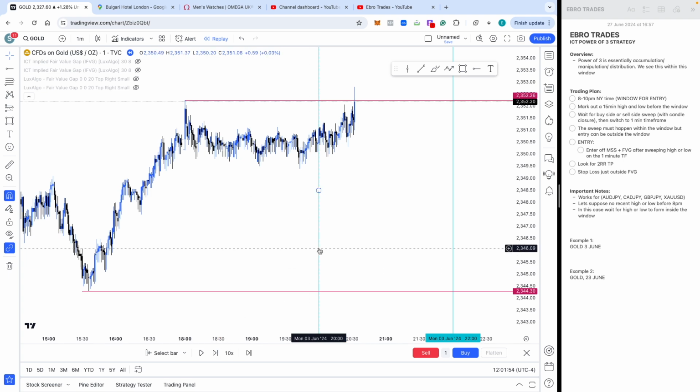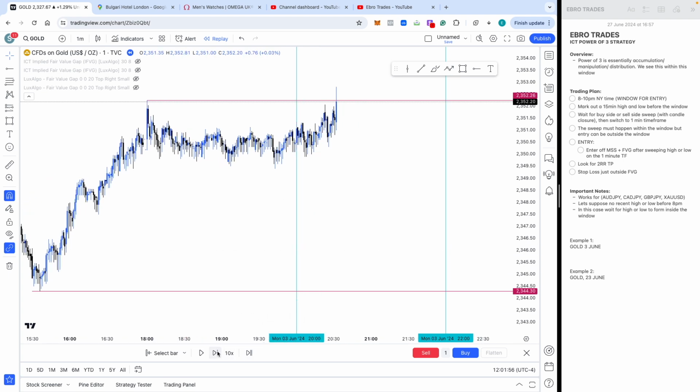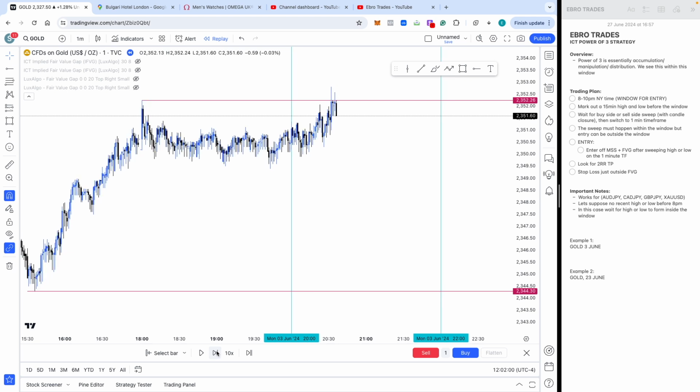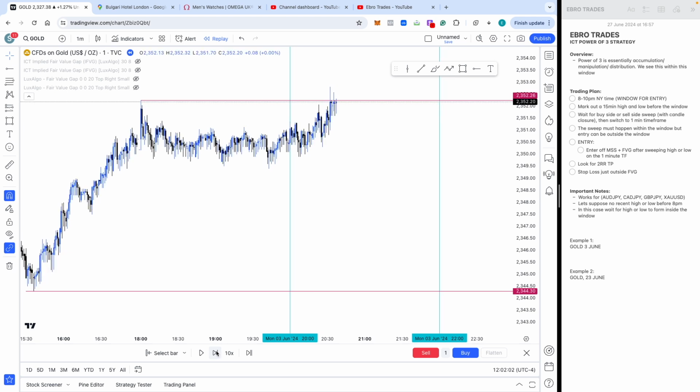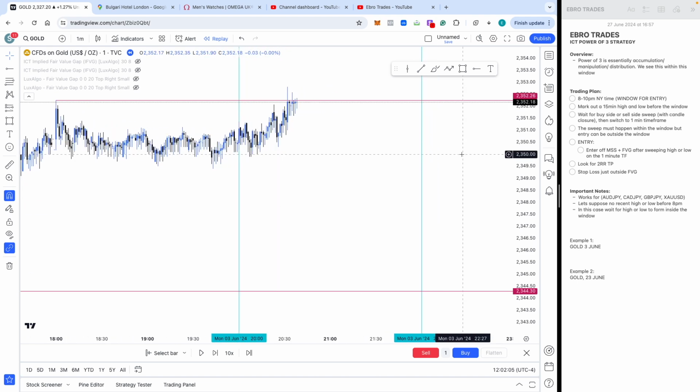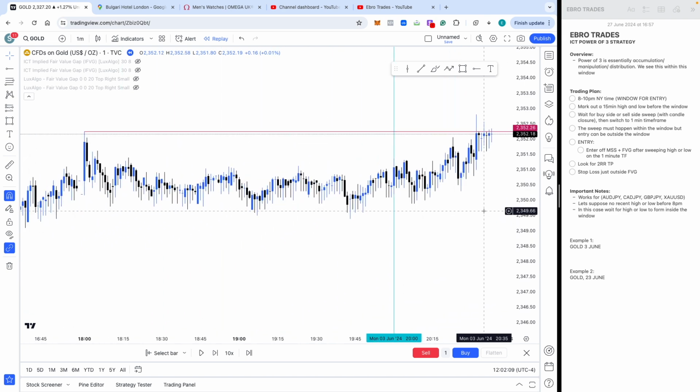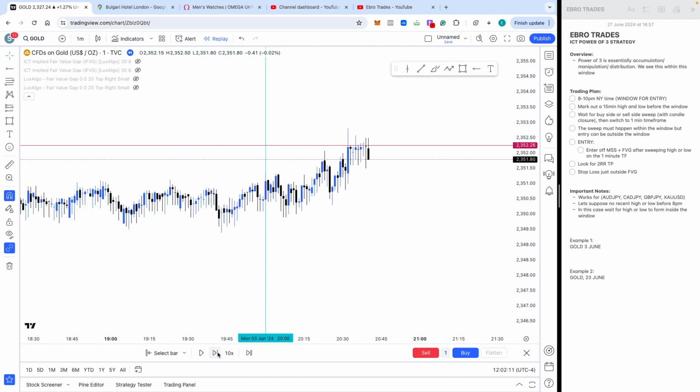Bam. We take out the high. What am I looking for now? I'm waiting for a fair value gap to form on a bearish candle, causing a break of structure to the downside. So I'm waiting for a break of structure, then I'm waiting for a fair value gap. I don't see that yet. All right, let's keep going.